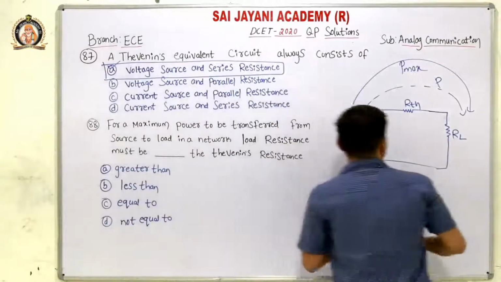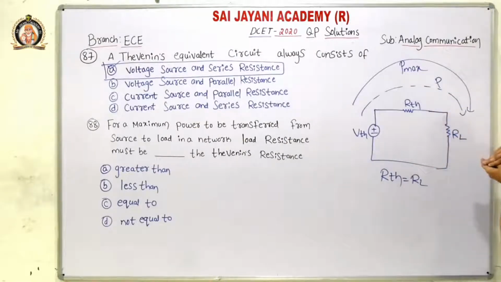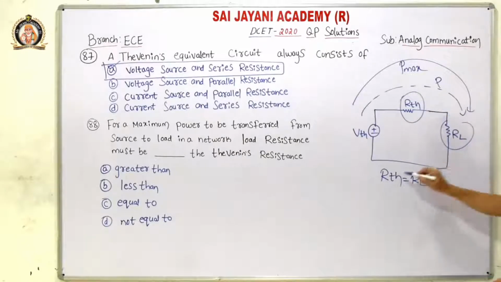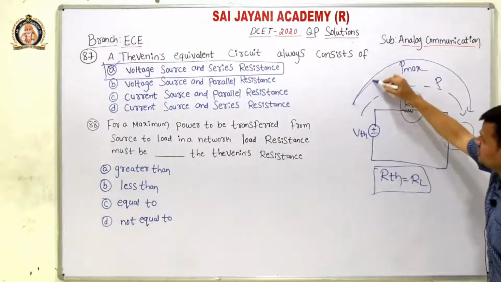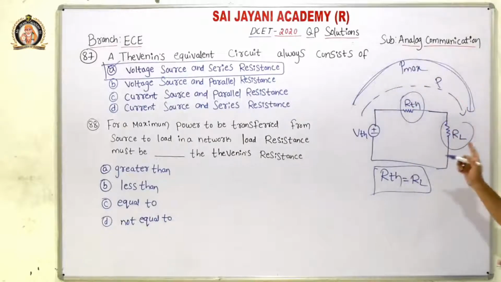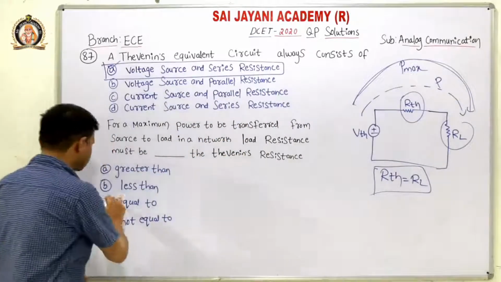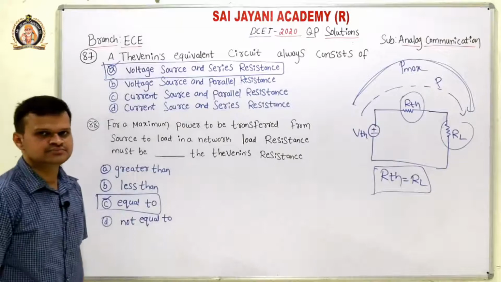When a load resistance is connected across a Thevenin's equivalent circuit, then a normal power is delivered from source to load. If the RTH value becomes equal to the RL value, then a maximum power will be delivered from source to load. So for question number 88, option C, that is equal to, is the right answer.